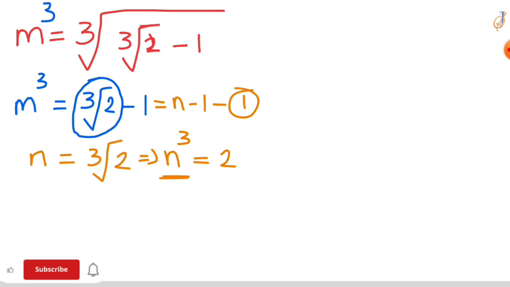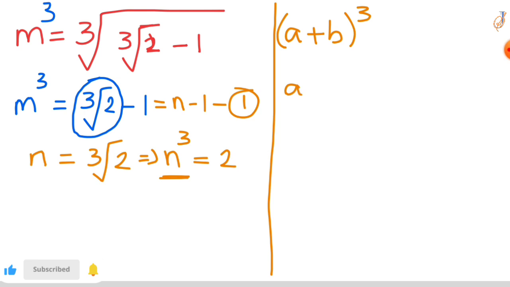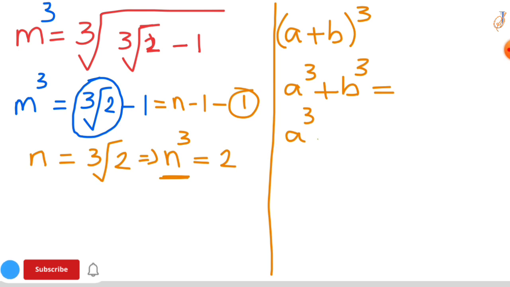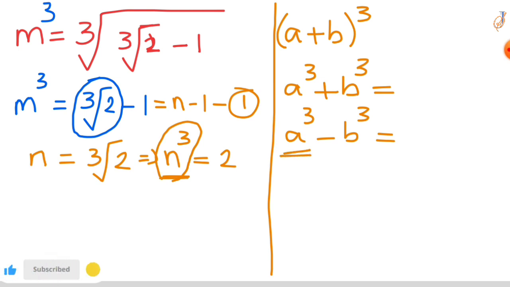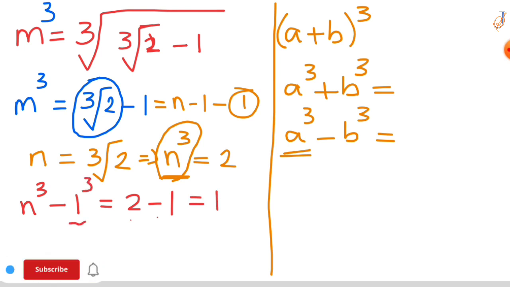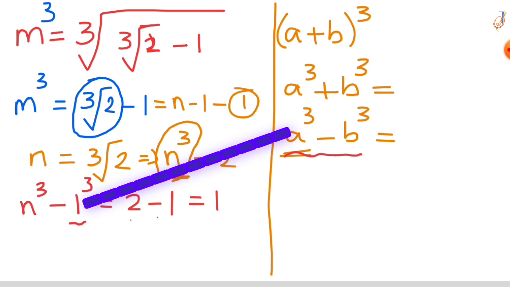That's why let's recall the cube properties. We have (a plus b) whole power 3, and then a power 3 plus b power 3, and again a power 3 minus b power 3. Here n power 3 is in the form of a power 3, isn't it? So for this n power 3, if you subtract 1 on both sides, you get 2 minus 1, which gives 1. This 1 we can write as 1 power 3. It is the same as a power 3 minus b power 3.